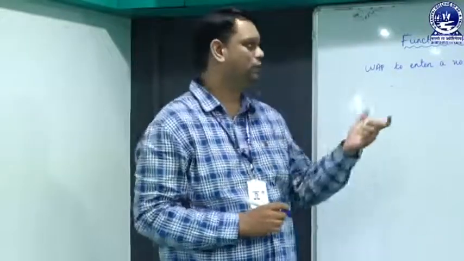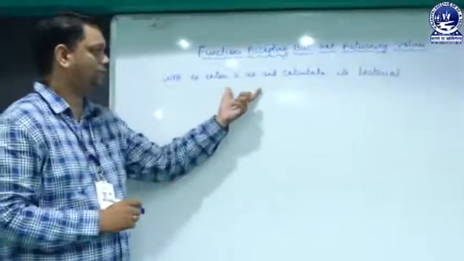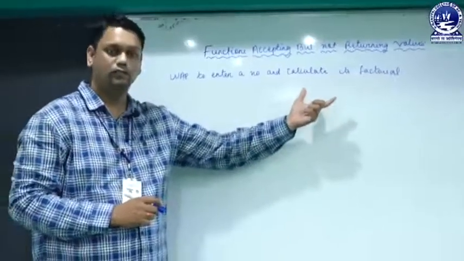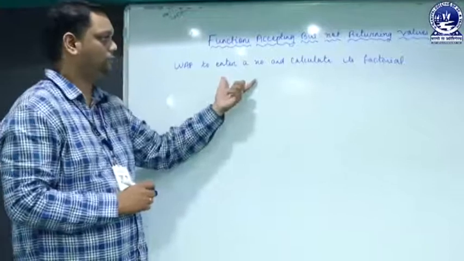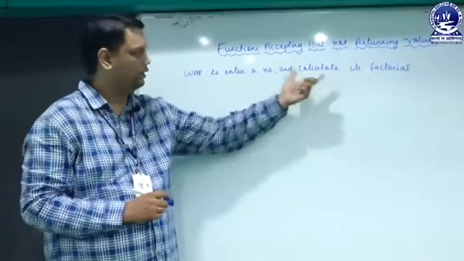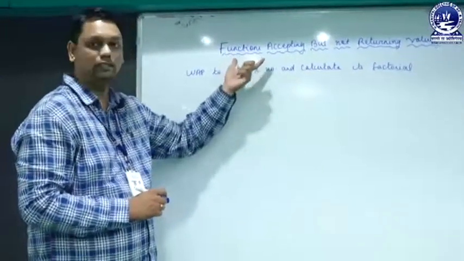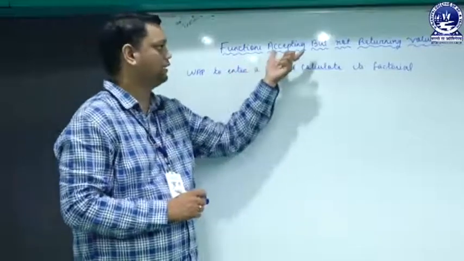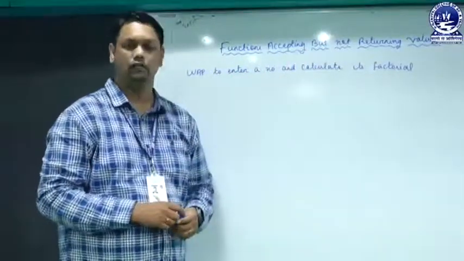So our first program is: write a program to enter a number and calculate its factorial. So we have to enter a number and calculate its factorial by implementing the second category of function, that is function accepting but not returning any values.